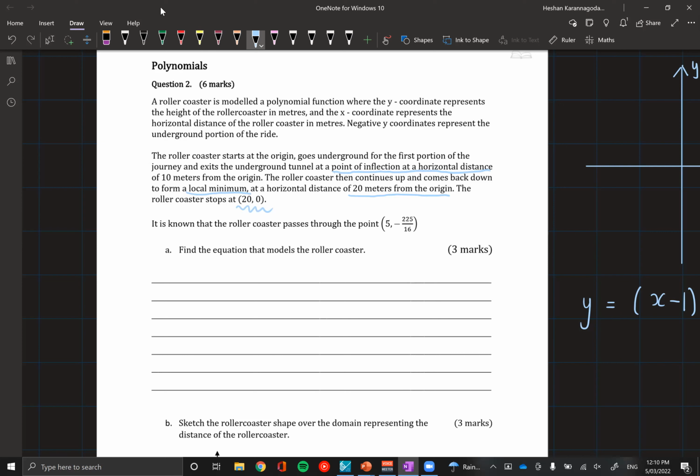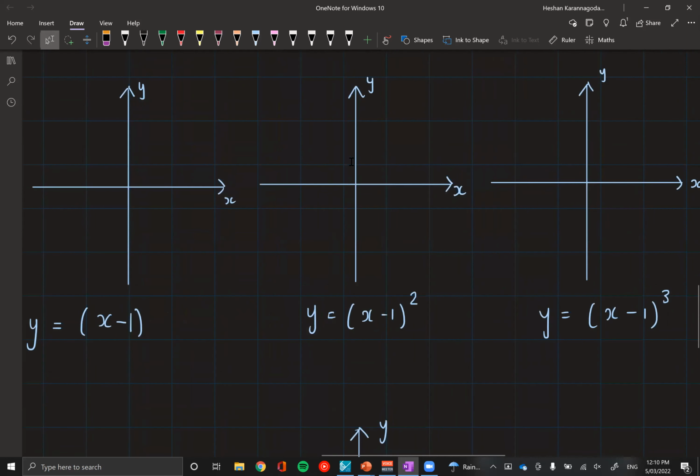So what we have to do is, question A, find the equation that models the roller coaster. We have to find a polynomial function which tells you the rule of what this roller coaster is going to look like. But before we start that, we have to understand the basics of what it means to have a point of inflection, what a local minimum is. When do we form one of those? When do we cut through as an intercept on the x-axis? So we'll do a little review of that before we start the question.